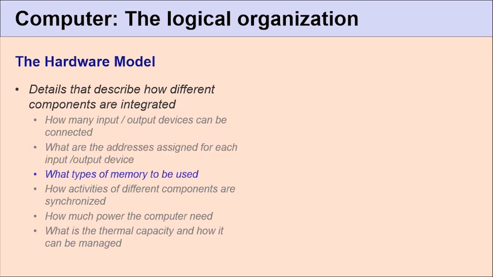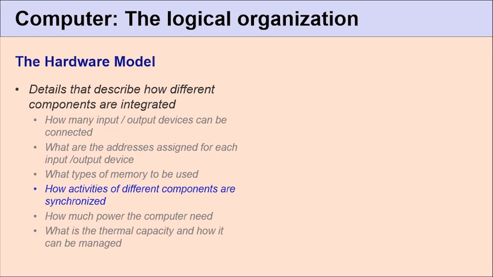Then they will also be concerned about what type of memory to be used, how much volatile memory to employ. And there are different types of volatile memories that have different features. So what type of memory to use, and how much non-volatile memory is needed. And again, for non-volatile memory also, there are different types of memories that can be used. So which type to use. Then how activities of different components of the system can be synchronized. For example, when the CPU sends some information, the memory should be ready to get that and store it in the memory.